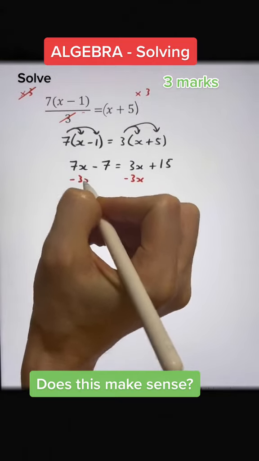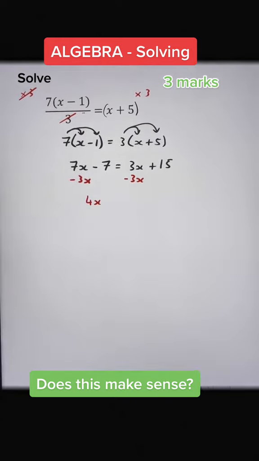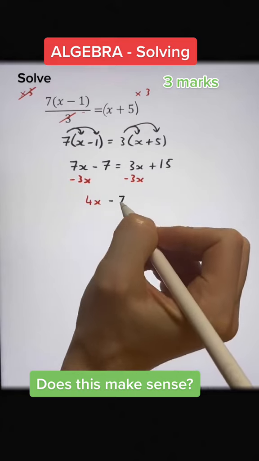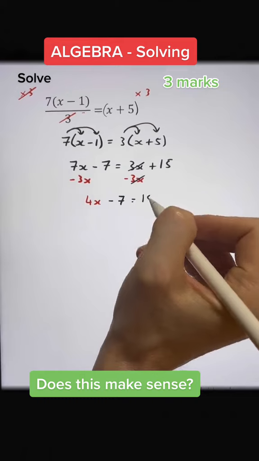On the left-hand side, I'm going to have 7x take away 3x, which will give us 4x. I've still got the negative 7. On the right-hand side, I know that 3x take away 3x will cancel, and I'm just left with positive 15.